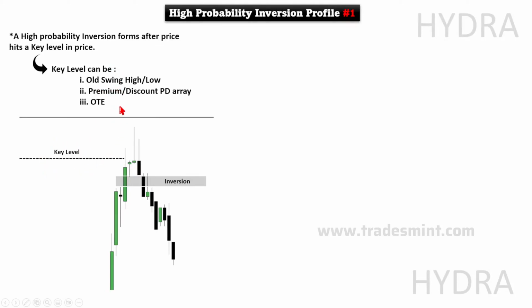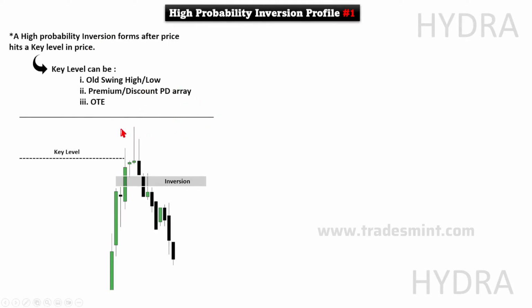This key level can be an old swing high or low. This key level can be a premium or discount PDRA. So suppose this price is hitting a premium breaker in a higher time frame PDRA. We are not learning how to take trades on a higher time frame, but how to execute on a lower time frame. So you saw a higher time frame breaker and you are not executing here.